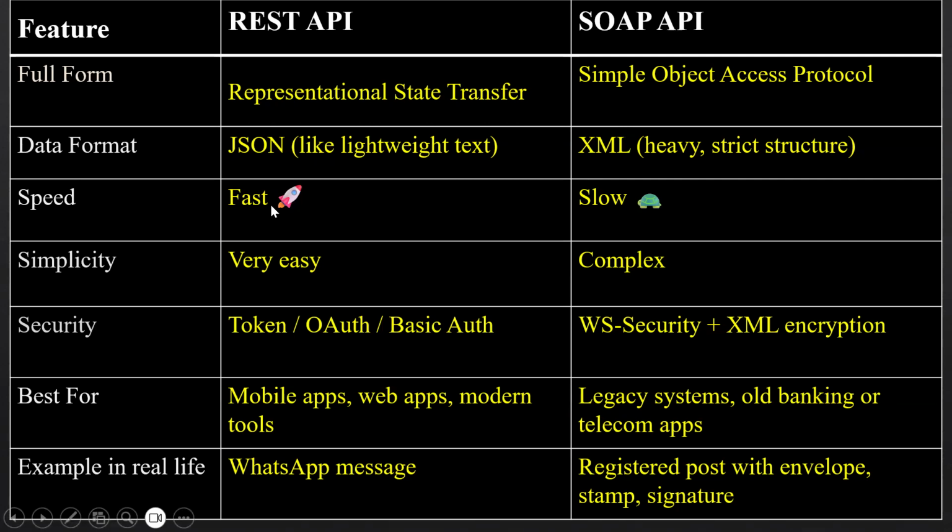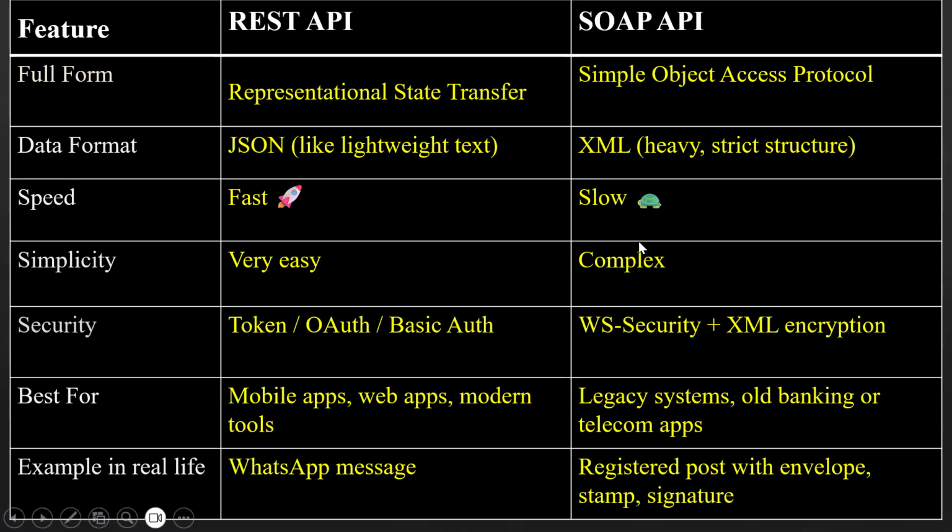Coming to the speed feature, REST APIs are fast compared to SOAP integration, because JSON is small in size, so network transfer is faster. But SOAP uses XML inside a SOAP envelope with extra header and body. That's why it needs more processing and is slow. The next feature is simplicity. REST is very easy compared to SOAP. SOAP is complex, because REST just uses URLs, HTTP methods plus JSON, without strict rules.